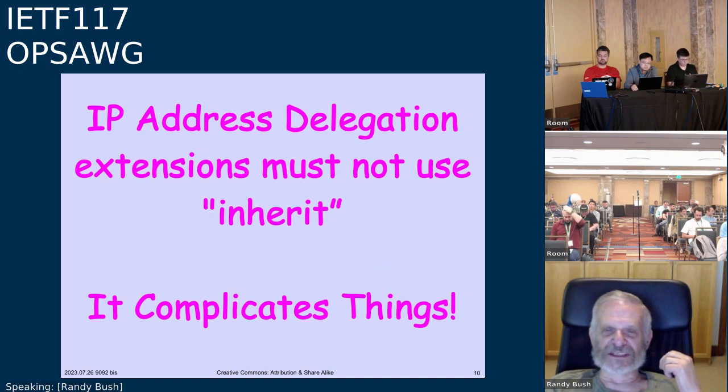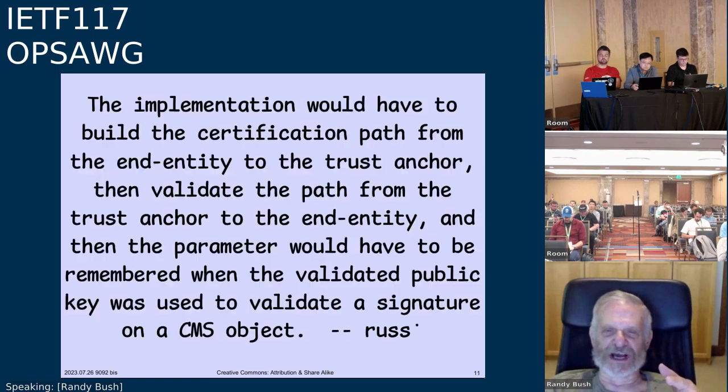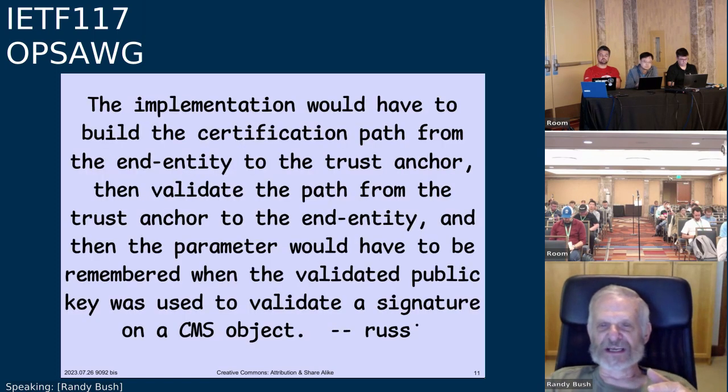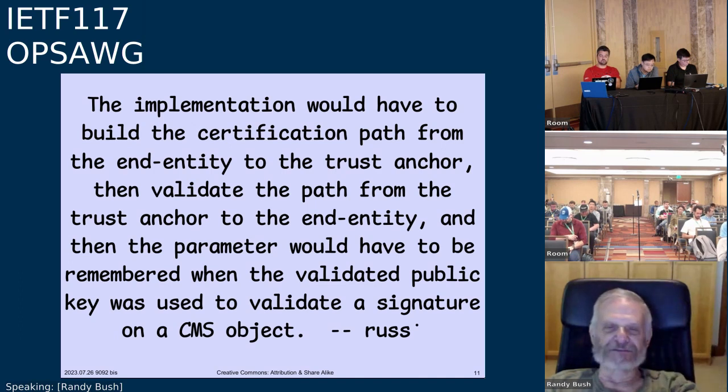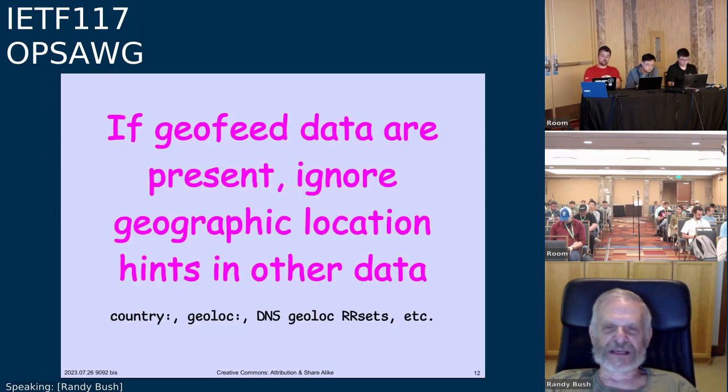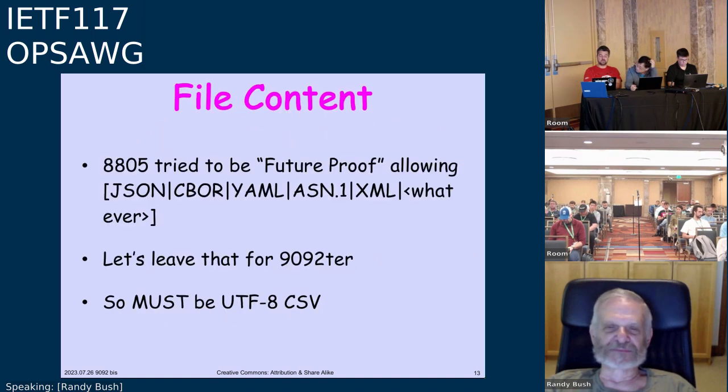IP address extensions should not use the inherit facility because it complicates things greatly. Essentially, you have to be at the end entity. You have to go all the way up to the trust anchor, all the way back down, remembering what you're doing. It's a lot of work and doesn't really gain you anything. If geofeed data are present, ignore other hints like geographic data in other records.